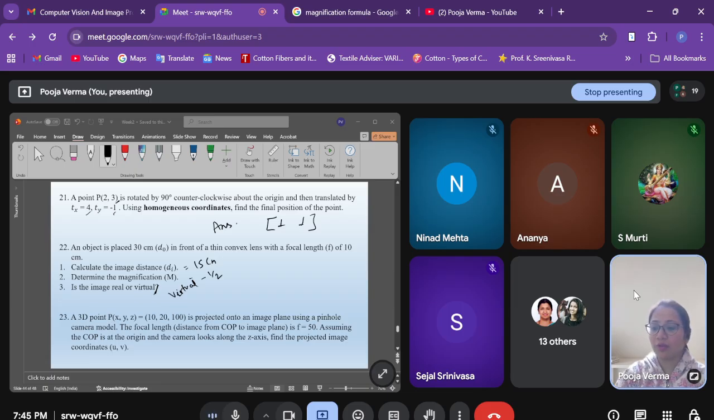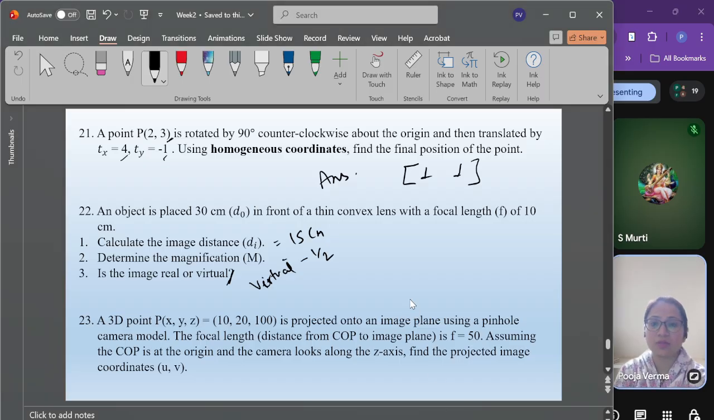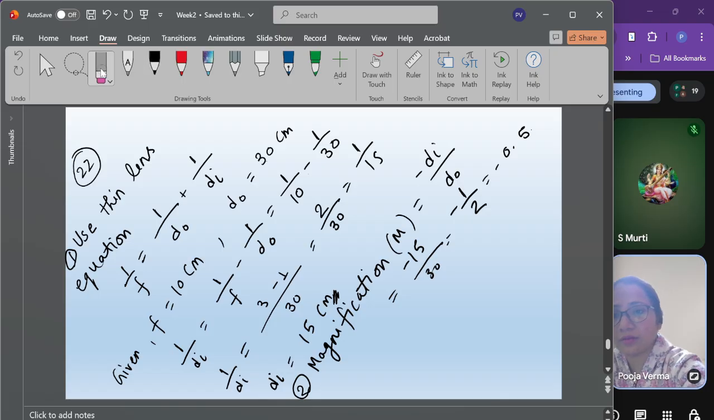So how can we find the projected image coordinates? A 3D point 10, 20 and 100 is projected onto an image plane using the pinhole camera model, and the focal length f is also given, that is 50. Now we can assume that the COP is at the origin and the camera looks along the z-axis. Now we need to find the projected image. So let's solve this question here.